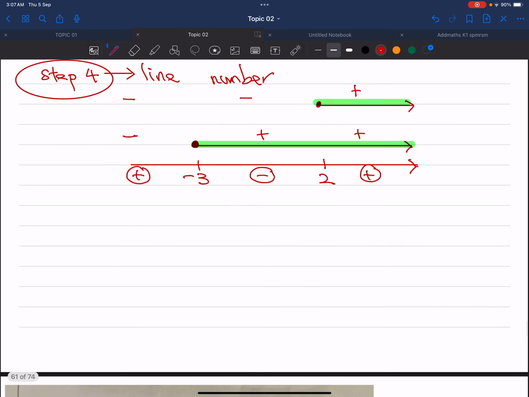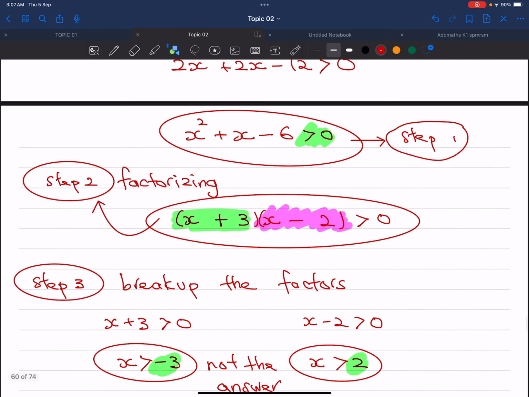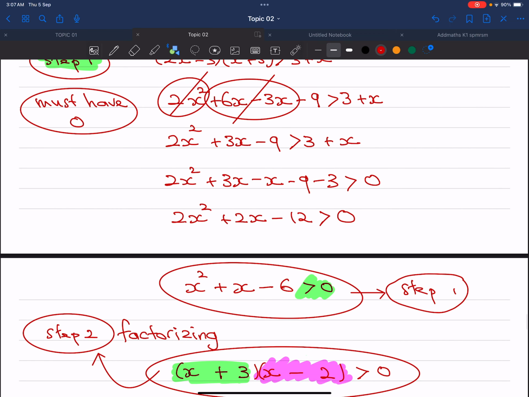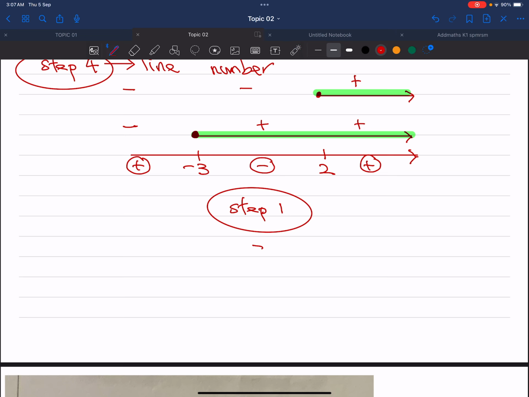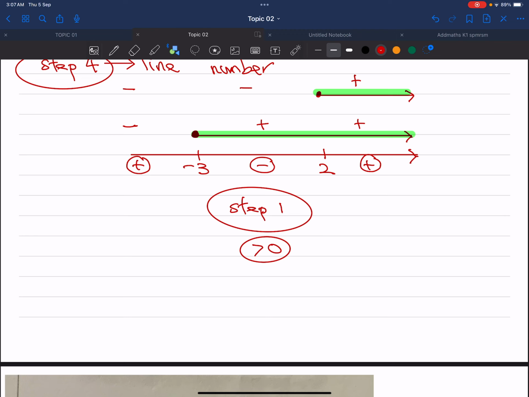You have to go back to step 1. If we go back to step 1, you see step 1? This was our step 1. The expression was more than 0. So coming back here in step 1, we had more than 0, and more than 0, of course, is positive, which means our answer is the positive part.